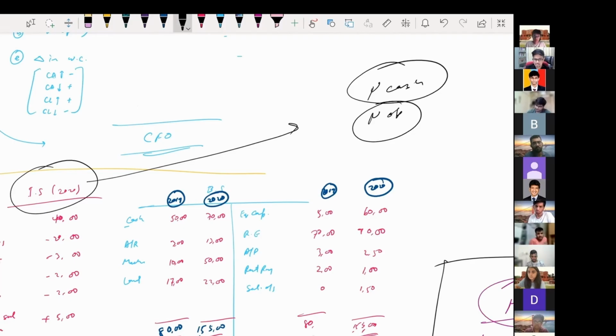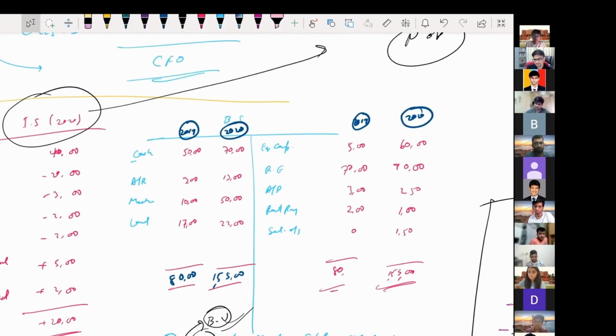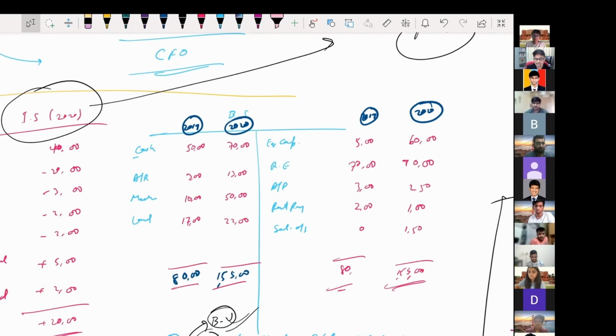Let us go ahead and do this. Sales, is it non-cash or non-operating? No, sales is cash, and sales is an operating item. So we'll skip. COGS, once again, cash and operating item. Rent, cash and operating item. Salaries, cash and operating. Depreciation, non-cash item.